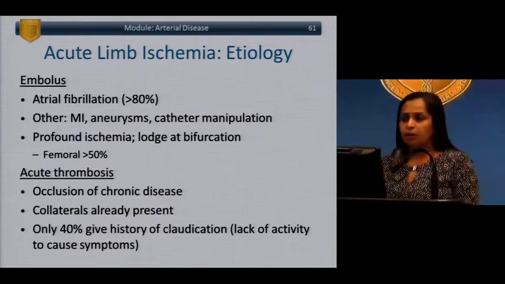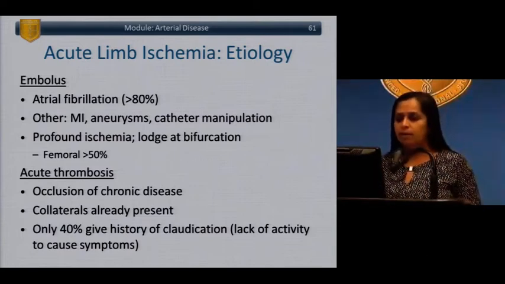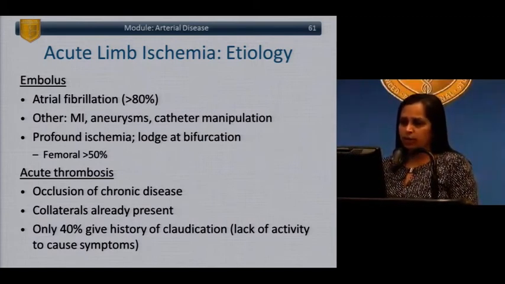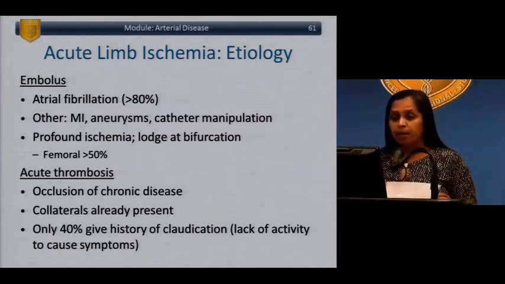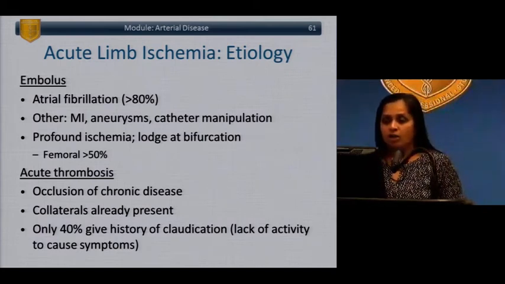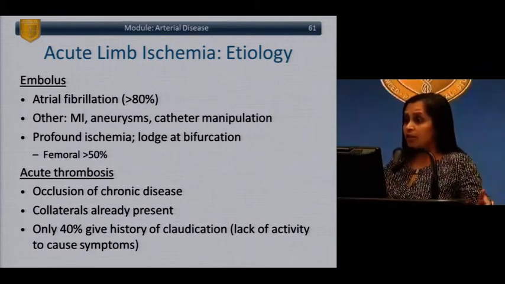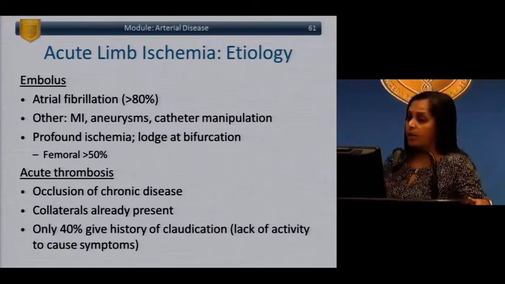So just to talk briefly about acute limb ischemia, the most common cause is an embolus, typically from atrial fibrillation. But other situations where you might get an embolus are from the heart related to a myocardial infarction or aneurysm, or in somebody who has had a cardiac catheterization or angiogram and had catheter manipulation across their vessels. Emboli tend to lodge at bifurcations. Most emboli are femoral, and they can cause profound ischemia in somebody who otherwise has normal vasculature because they have not had the chance to develop collaterals.